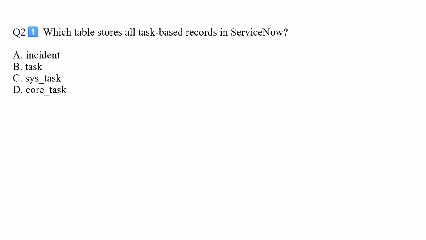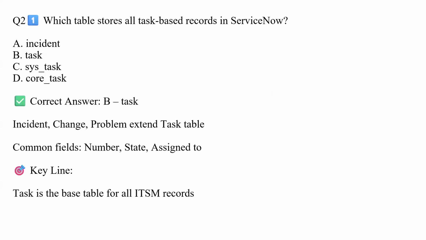Let's get started. The first question is, which table stores all task-based records in ServiceNow? Option A is incident, option B is task, option C is sys_task, option D core_task. Here, option B is the task. This is the correct answer. Why task is correct?